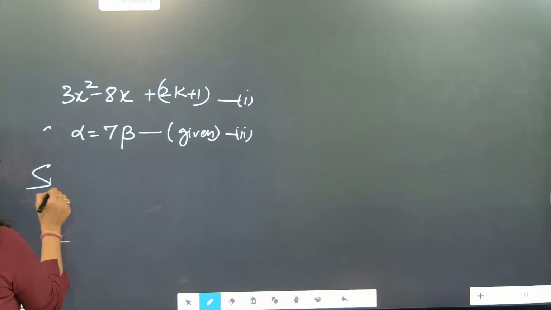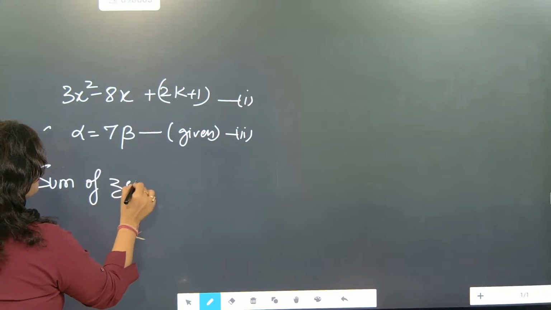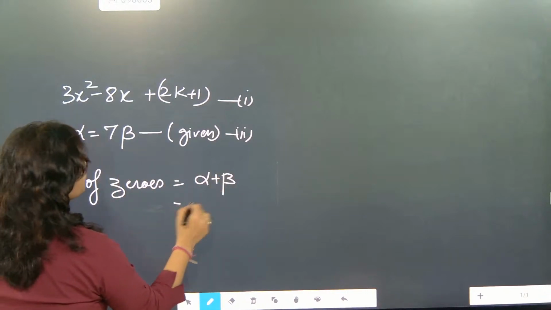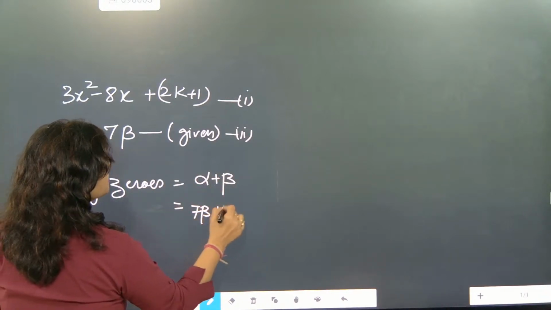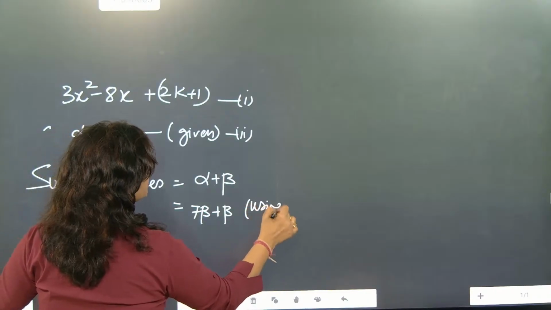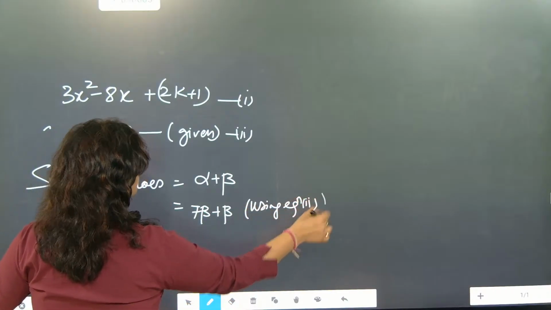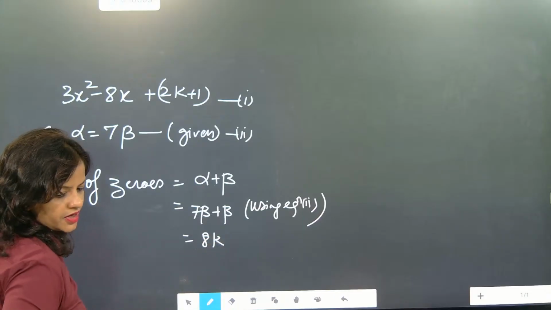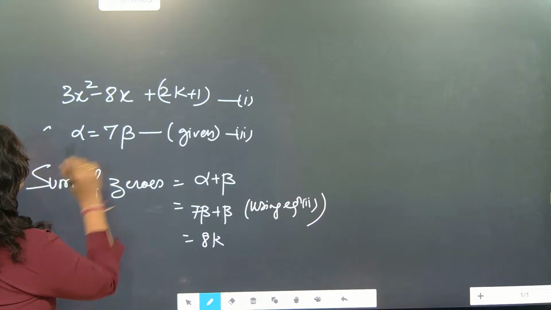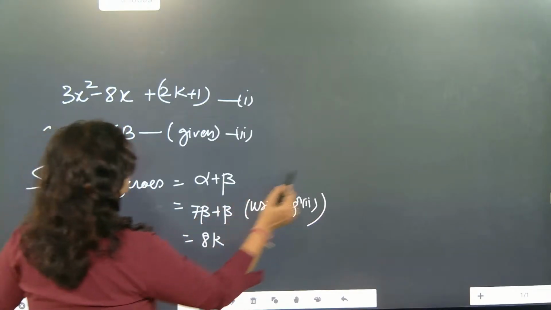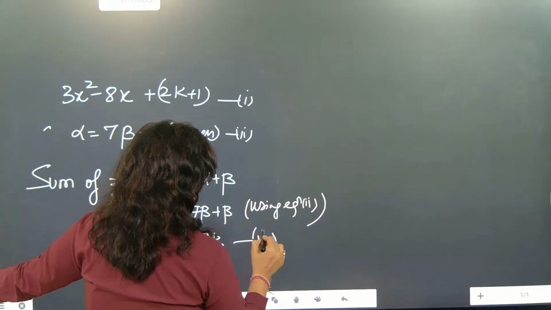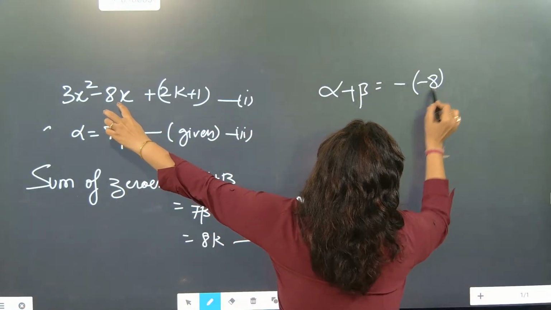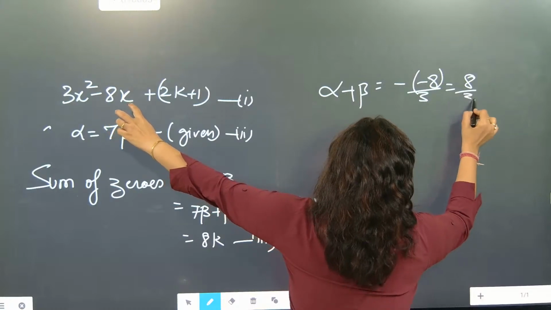Sum of zeros, what are we going to write? Sum of zeros will be alpha plus beta. Since alpha is equal to 7 beta, using equation 2, alpha plus beta is 7 beta plus beta, so 8 beta. Then 8 beta is equal to, you know that alpha plus beta is also, this is equation 3, minus of minus 8 by 3. So it is coming as 8 by 3.